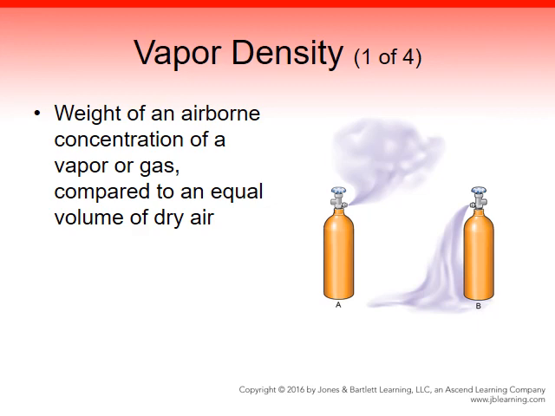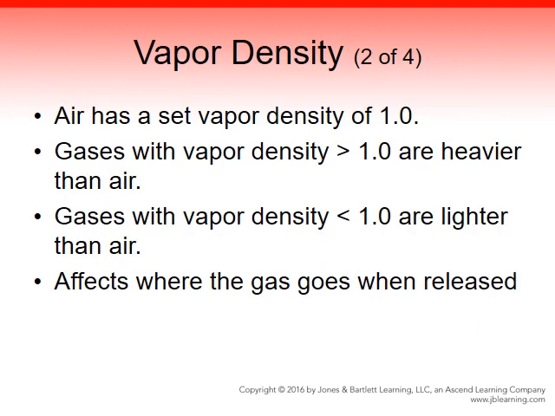Vapor density is the weight of an airborne concentration of a vapor or gas compared to an equal volume of dry air. Air has a set vapor density of 1, and everything is compared against that, as I said earlier. Anything greater than 1 in vapor density means it's heavier than air and it will sink. If it's less than 1, it's lighter than air, and it will rise. So vapor density essentially affects where the gas is going to go when it's released.